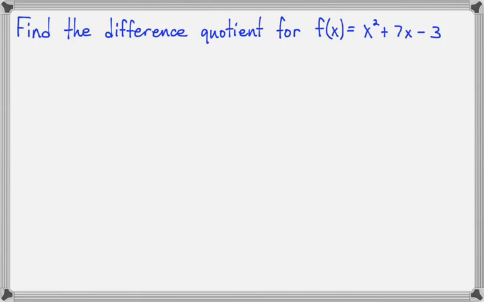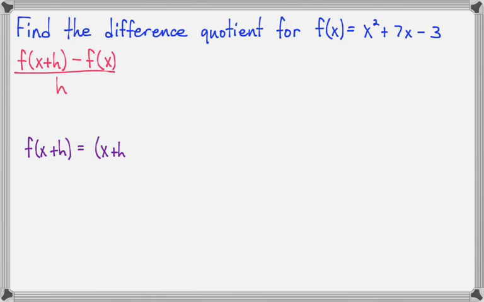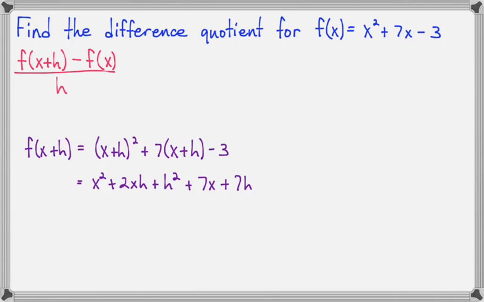Find the difference quotient for x squared plus 7x minus 3. So first we have to do f of x plus h, and that's going to be x plus h squared plus 7 times x plus h minus 3. And now we have to multiply this out, so our 3 terms we get are x squared plus 2xh plus h squared. Then I have to distribute the 7 here, and then I have to do minus 3.